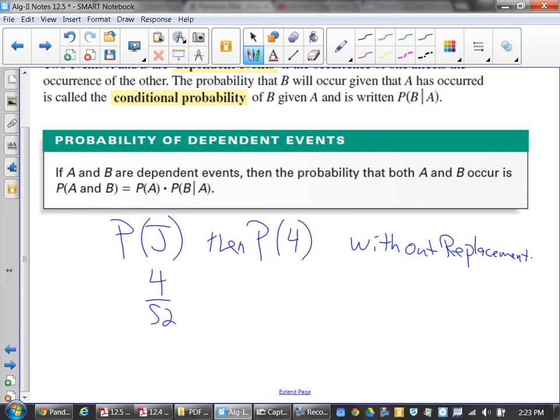I'm not putting this back in the deck. How many do I have left to choose from? 51. So it'll be 4 out of 51. This is how it works with the lottery. Yeah, you're still multiplying.